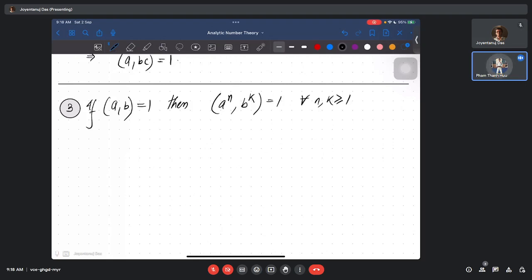So we have ax plus by equal to 1. But yes, that will not help, right? No, because the power is very high. So we have to go by some contradiction, right?